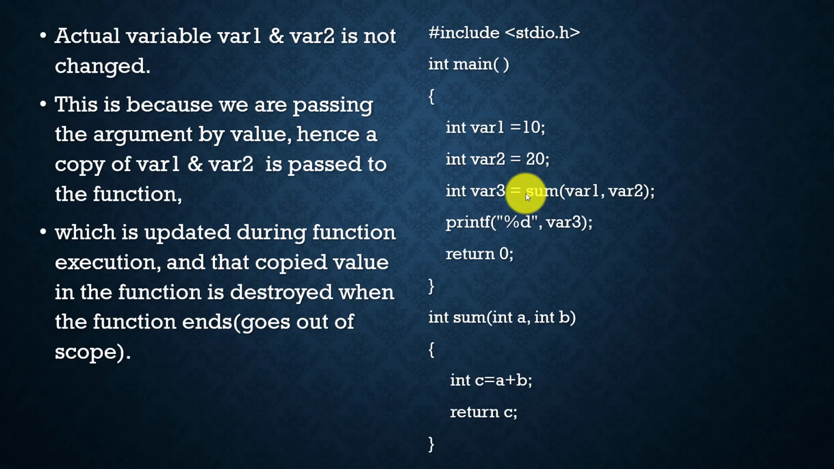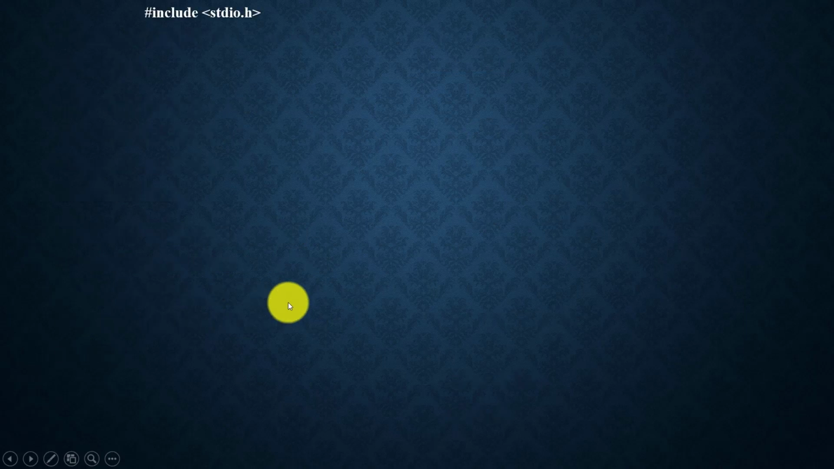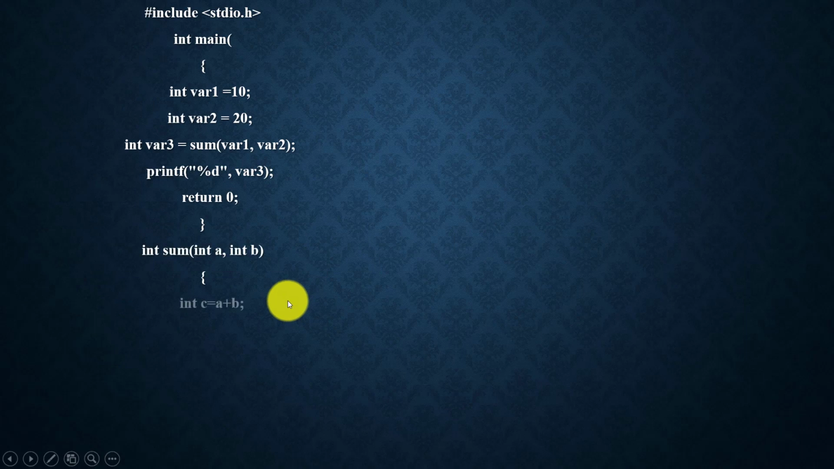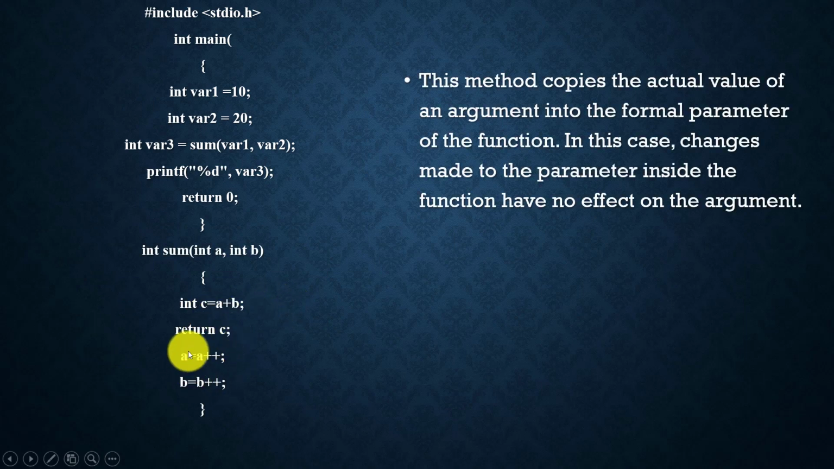So whatever change is made to a parameter inside a function has no effect on the argument. Whenever you call a function, the values 10 and 20 will be passed into sum, and if I change them inside the function... Let's understand it with one more example. Let's consider the same example, but here I just made changes to A and B. That is, I increment the values of A and B.